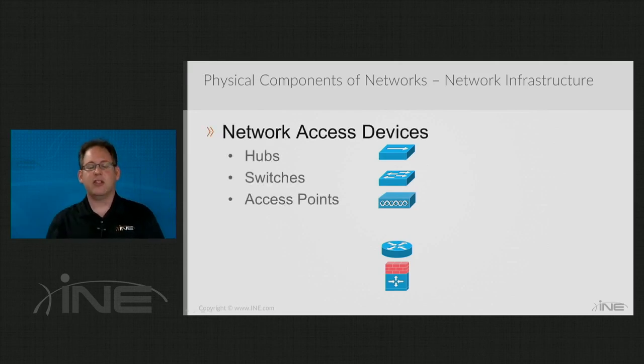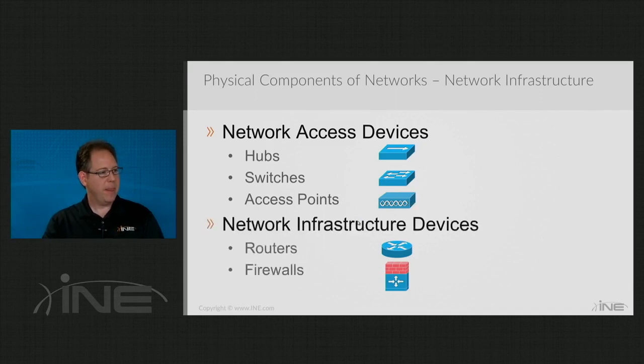So, as you can see, some common icons here. We have a hub, and I'll talk more about hubs in a little bit. We have switches. This is a common icon for a wireless or a Wi-Fi access point. And then down here, we have routers and firewalls. Now look at how I've divided this up. I've divided the first three as network access devices and the last two as network infrastructure devices.